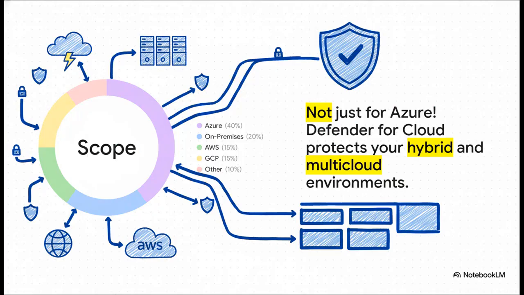And here's its superpower. This is so important for the exam. Defender for Cloud is not just for Azure. Using a technology called Azure Arc, it can reach out and protect your servers in your own on-premises data center and even your stuff running in other clouds like AWS and Google Cloud. It gives you one unified view of everything.